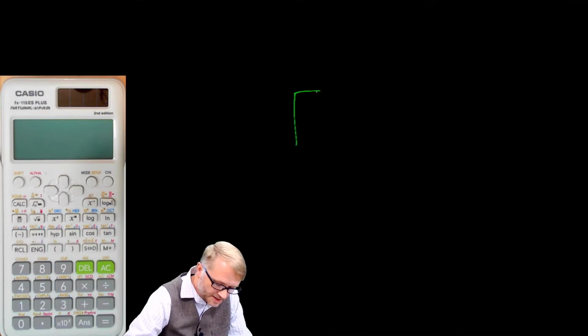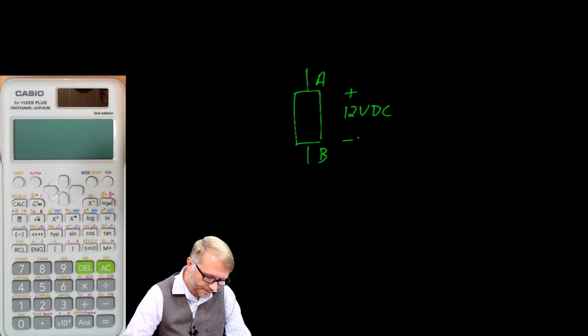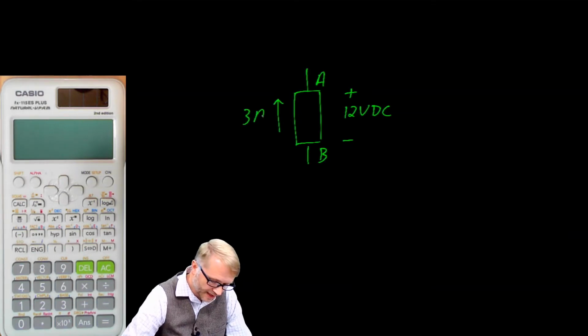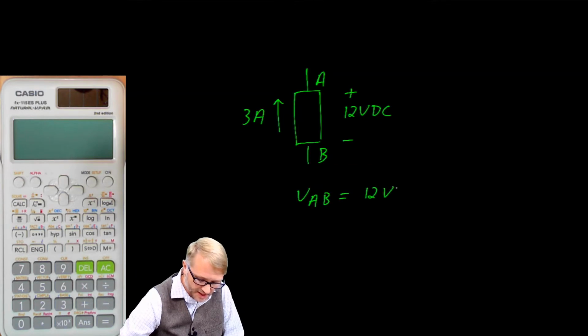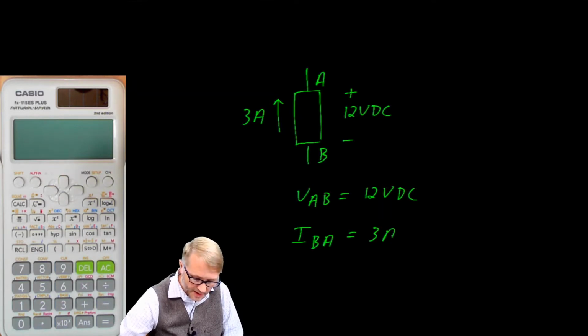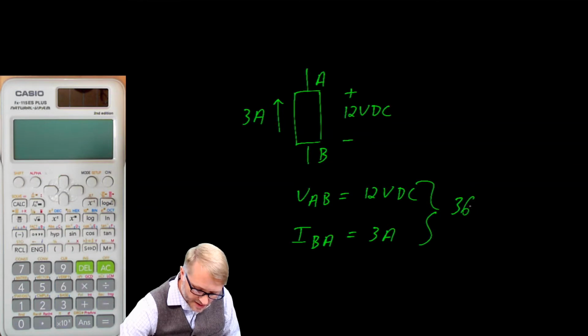We talked about subscripts with regards to measuring voltage. For example, if you had an element with terminals A to B, and if you were to measure 12 volts DC with your probe situated like so, and if there was a current of 3 amps flowing through this device, we would say the voltage A with respect to B is 12 volts DC. We would say the current is flowing in the direction of B to A is 3 amps. We could put these together and we would say there are 36 watts.